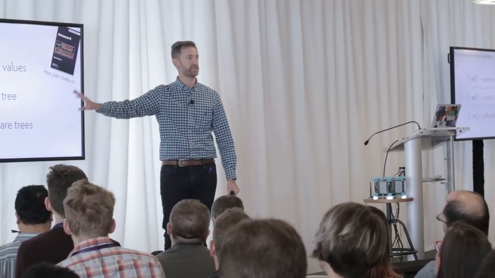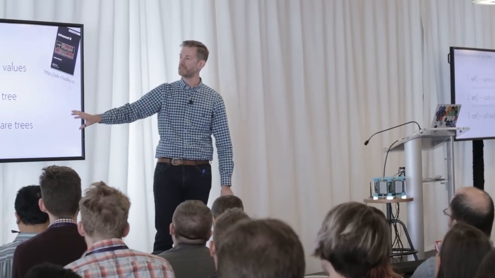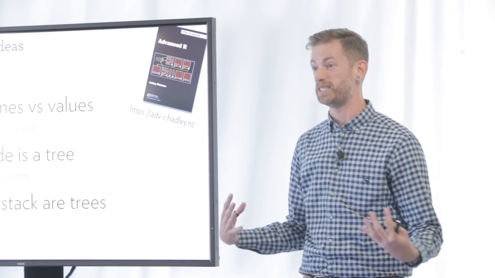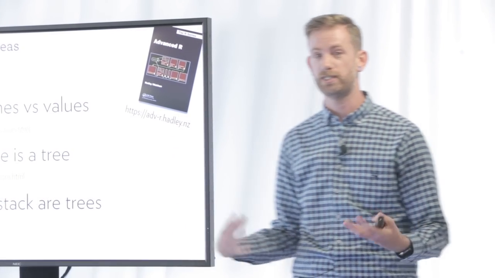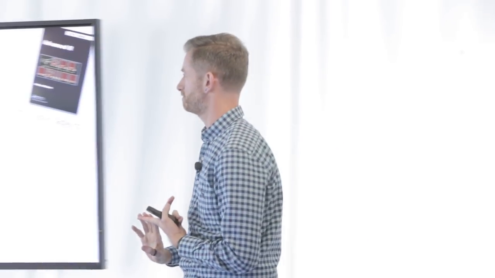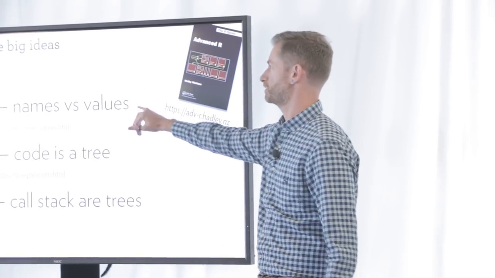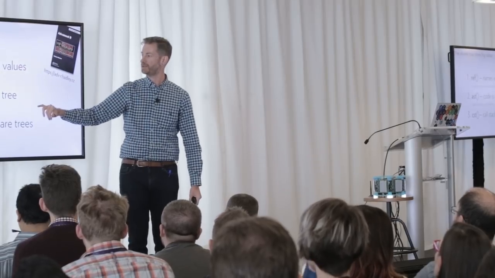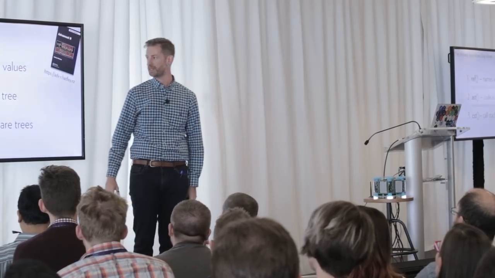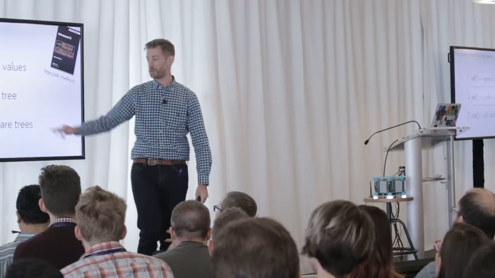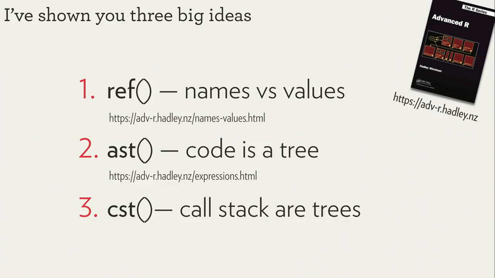So altogether, I think these three things make R a little bit different to other programming languages. Some programming languages do make this distinction between names and values, and others do allow you to access code as a tree, and very few programming languages have lazy evaluation. But the combination of these three things, I think, makes R special to me.